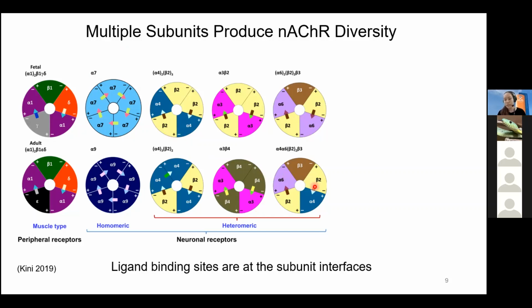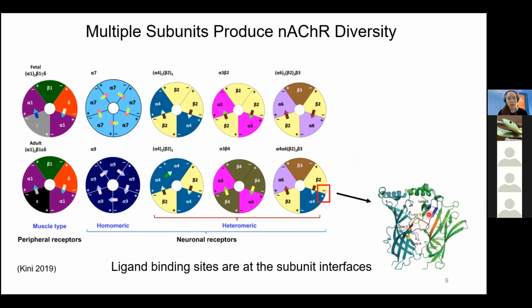Like I mentioned before, the agonist binding site is located at the interface between the alpha and non-alpha subunit, for example the alpha 4 and the beta 2 subunit over here. And this is a close-up crystal structure of this interface, where the alpha subunit provides the principal binding face.